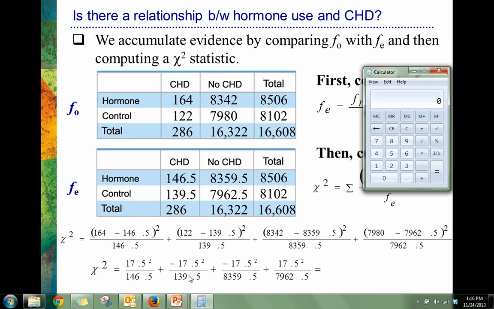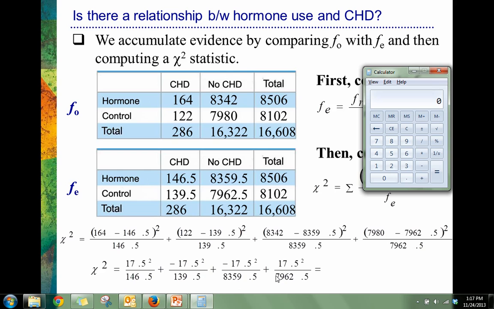Okay, let's move along. So here again, we have 17.5. I'll make it negative. We're going to square it, so that means we're going to multiply by a negative 17.5. Of course, that's going to equal 306.25. And now I'm going to divide that by this ugly number, 8,359.5. That equals 0.036. We'll call that 0.04.